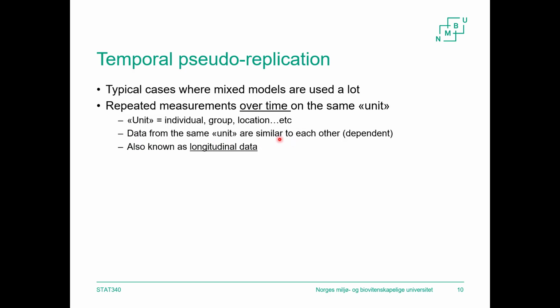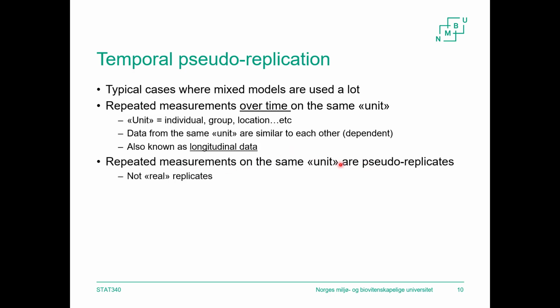Data from the same unit are now similar to each other to some degree, right? Or dependent, as we say. This is not always the case, of course. This varies from being almost independent to being strongly dependent. So it's not like this setting always needs a mixed model approach, but it depends on this dependency. This is also sometimes called longitudinal data because it sort of tracks the same unit over time. Longitudinal data, yeah.